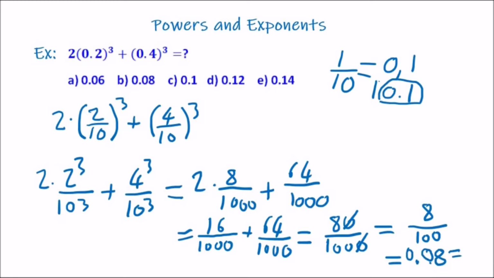Here, and then just ignore this one. So it's going to be 0.08, which is B. And now let's take a look at the next question.